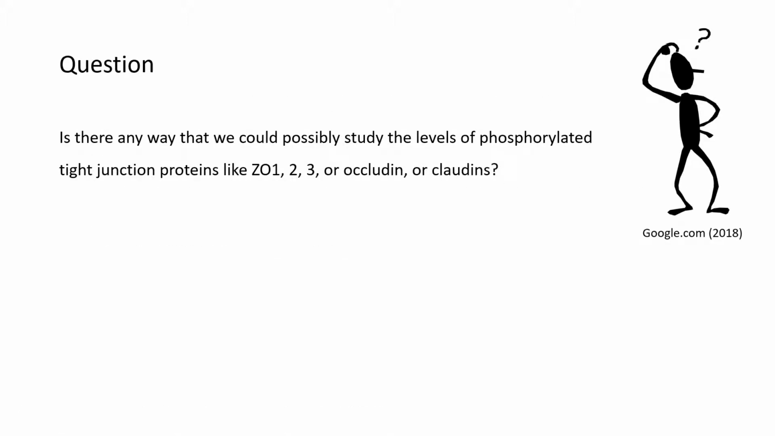So my question for you is, is there any way that we could possibly study the levels of phosphorylated tight junction proteins like the ZO-1s, 2s and 3s, or occludins or claudins? Can we visualize them, as we have learned throughout this course, with the different tests that they have done?